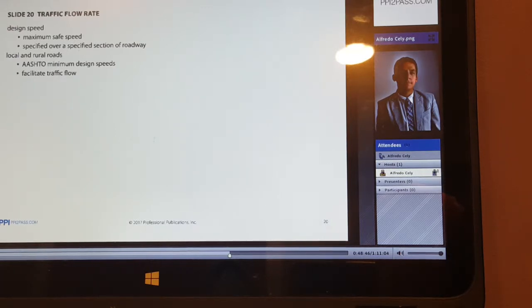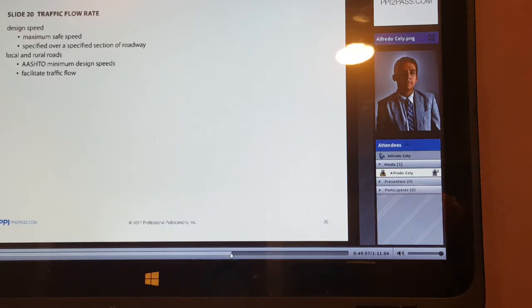And then we also have some other factors like the design speed, which is the maximum safe speed that you want to design the road for. And it's specified over a section of roadway. And whether you're designing for a local or a rural road.